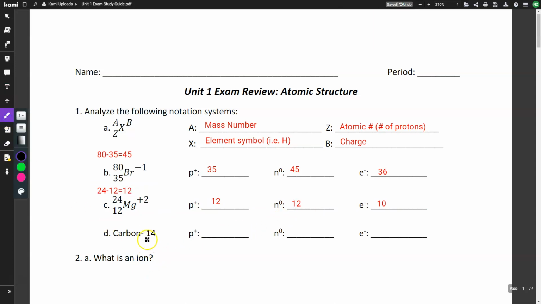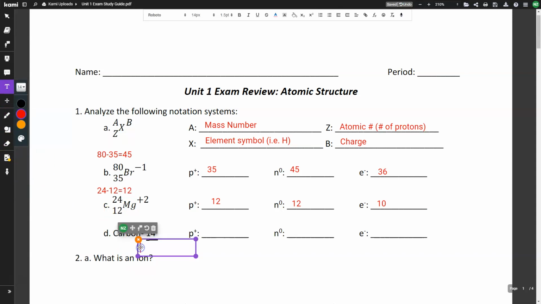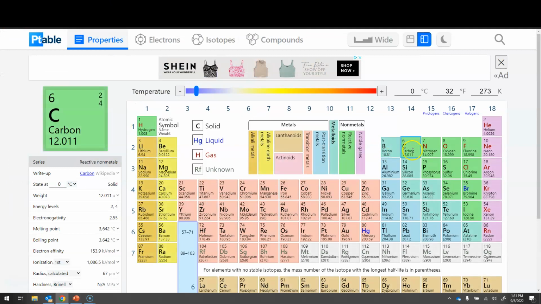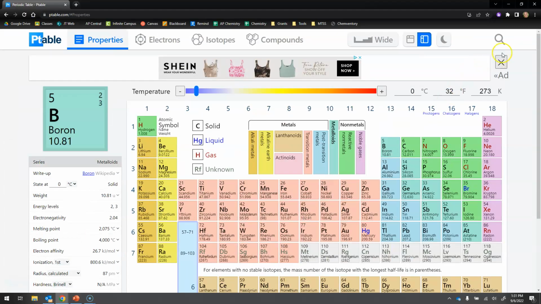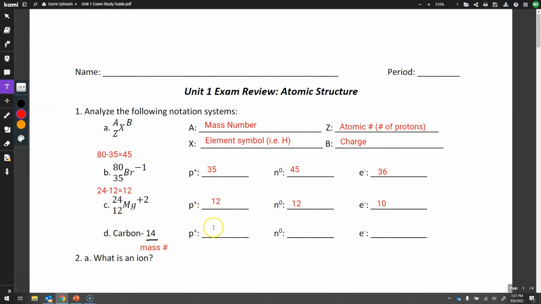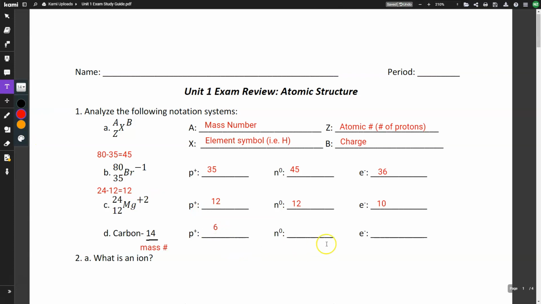All right, this one's written a little different. This right here is your mass number. So we're going to have to do this a little differently because it's telling us carbon 14. We just know the mass number. So if we go to the periodic table, carbon is number 6 on the periodic table. Let's fill that in. If it is written in this form, we know that there is no charge. So the protons and electrons will be equal. We know the mass number is 14. 14 minus 6 is 8. So 8 will be the number of neutrons.